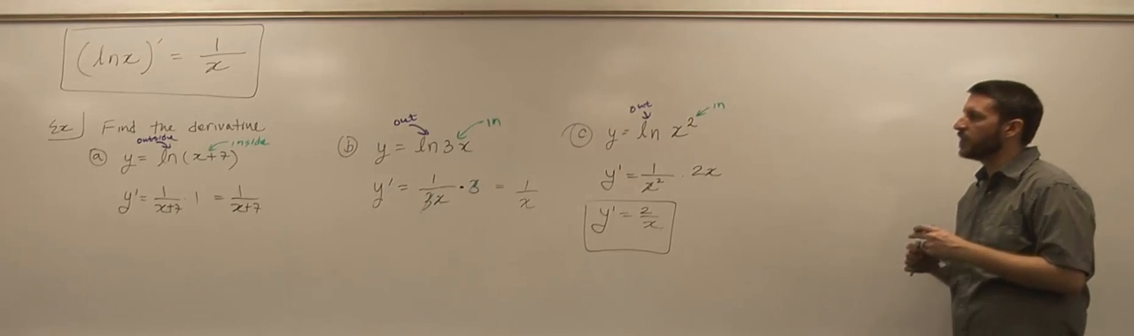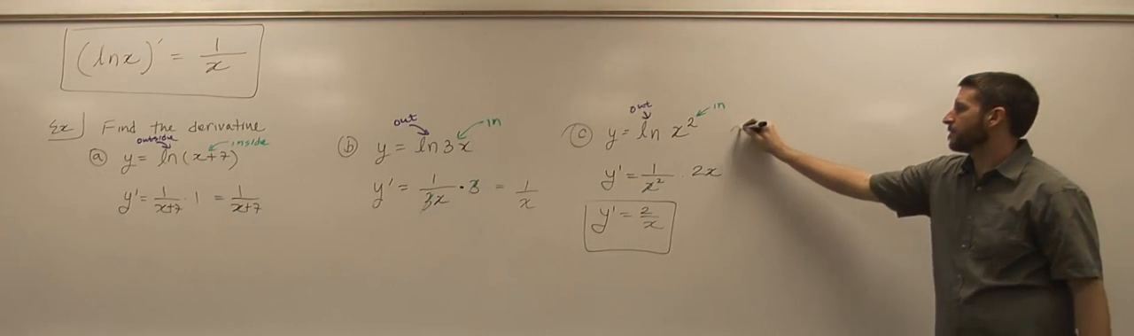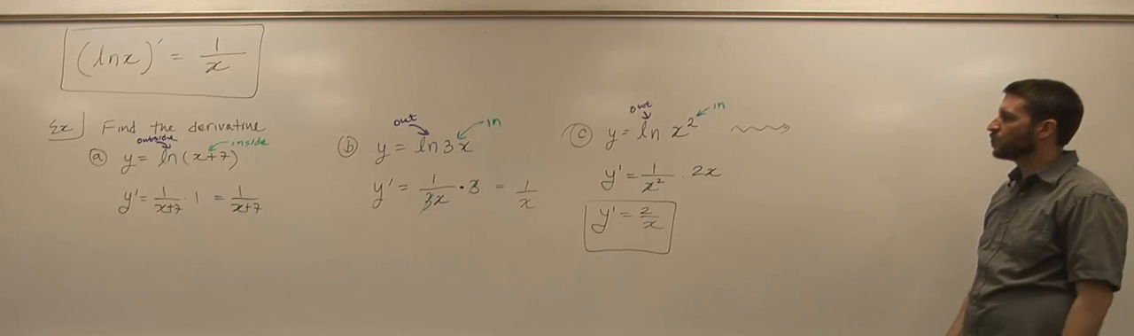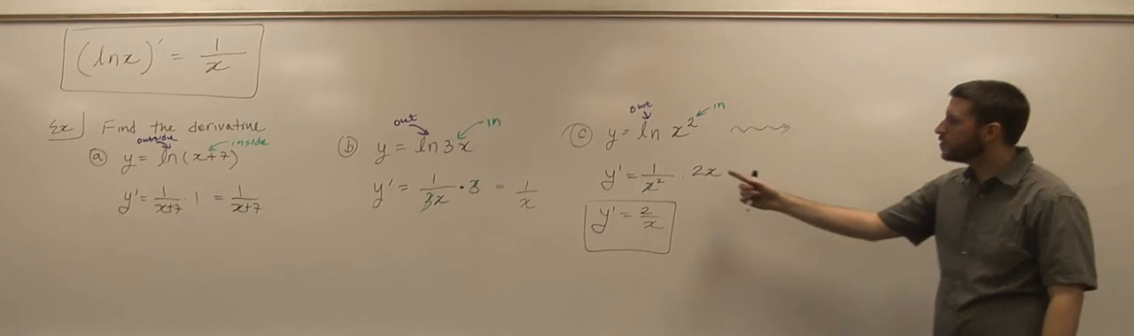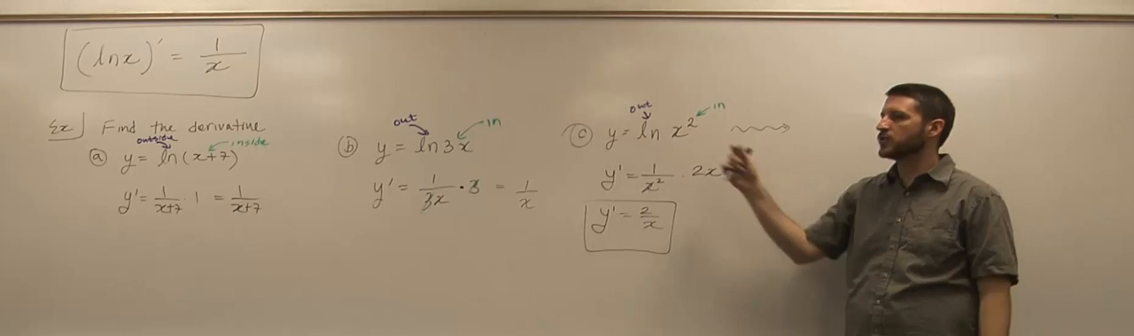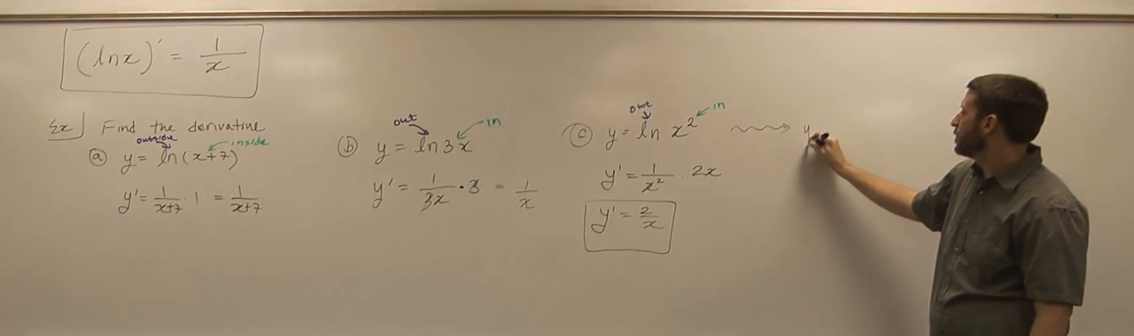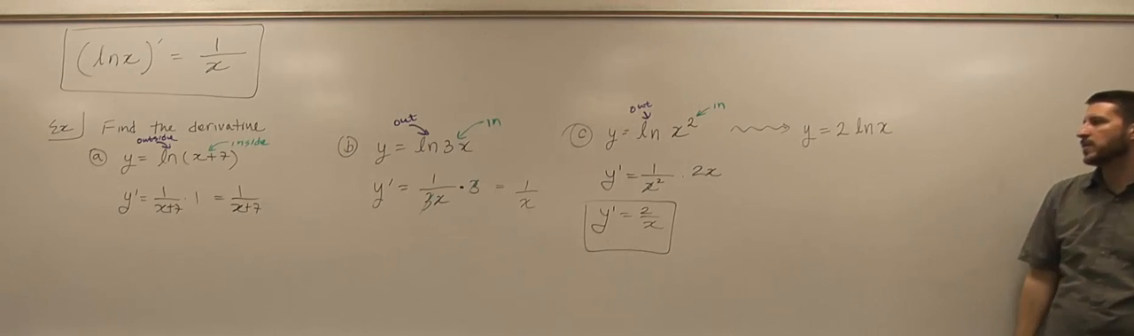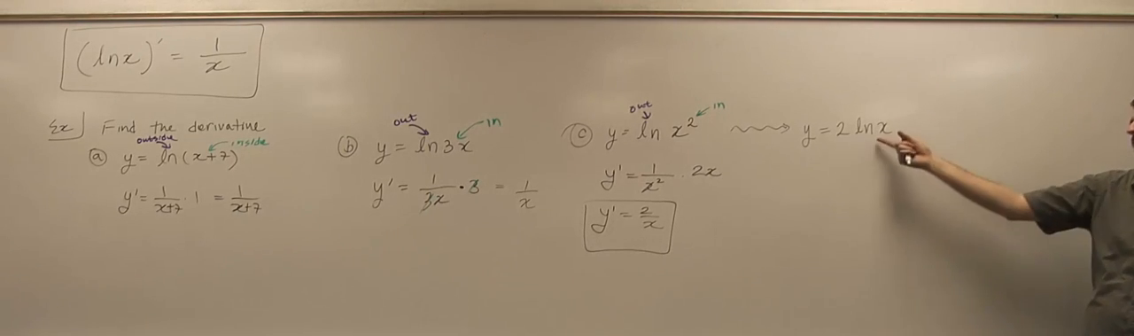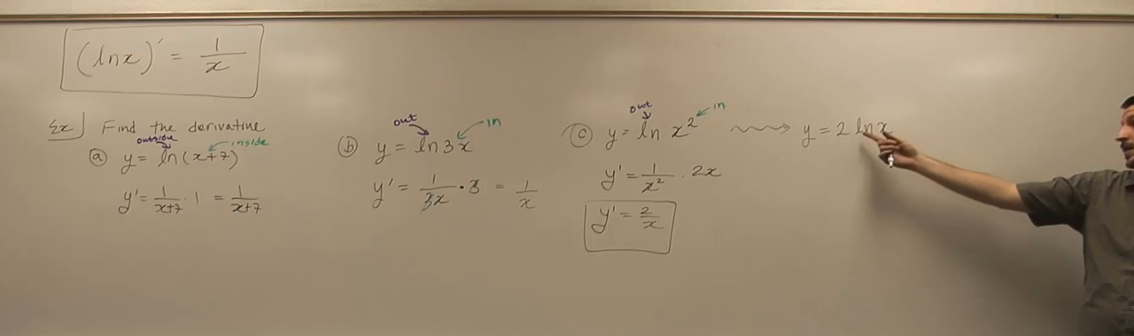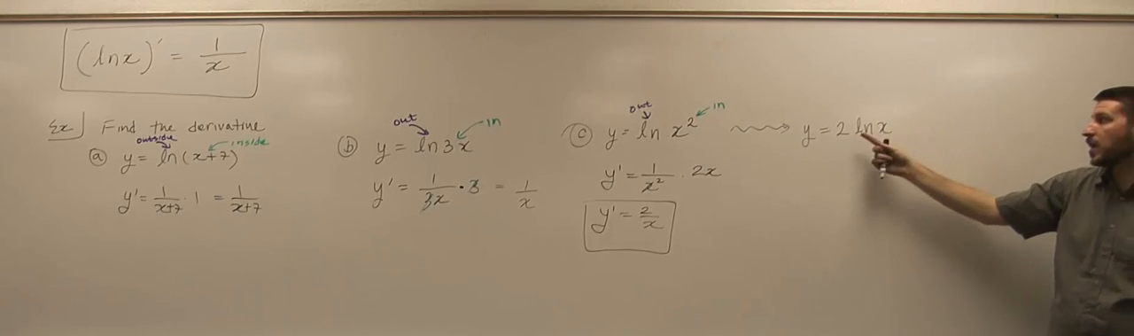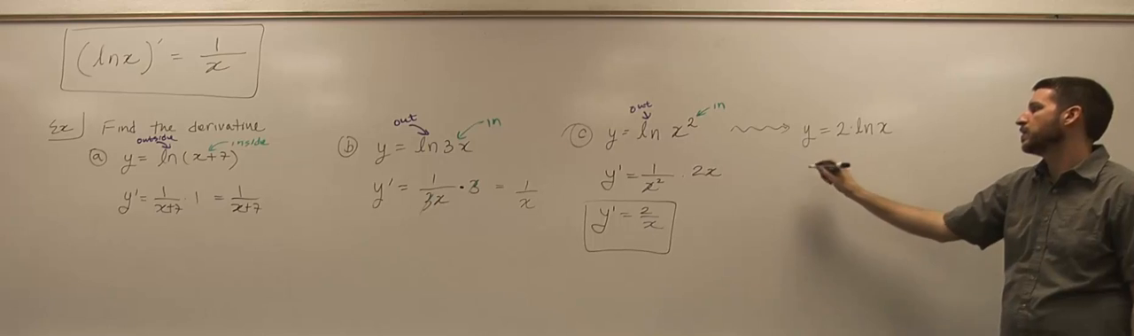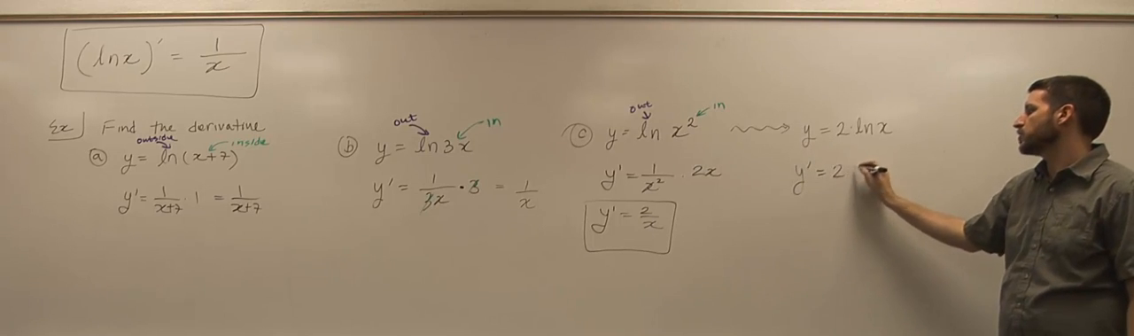How else could I have done that? Without using the chain rule, I can do this by bringing the 2 out front. Sometimes your log rules will simplify things quite a bit. Here, it doesn't make that much of a difference. But if you bring the 2 down in front using your log rule, then this is a constant multiple, and y prime is 2 times 1 over x.